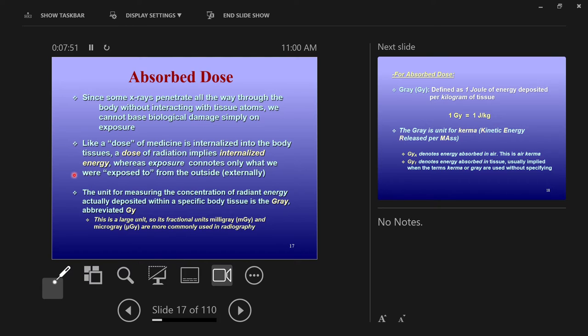Okay. The unit for measuring the concentration of energy actually deposited into the body, and it should be no surprise by now because we've been using it for the entire last class, is the gray.